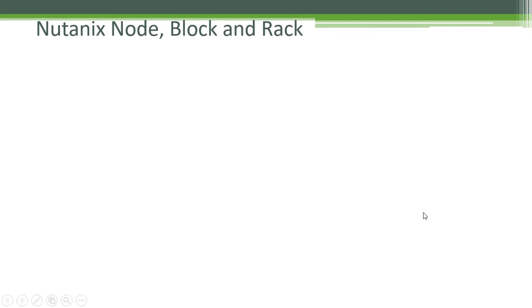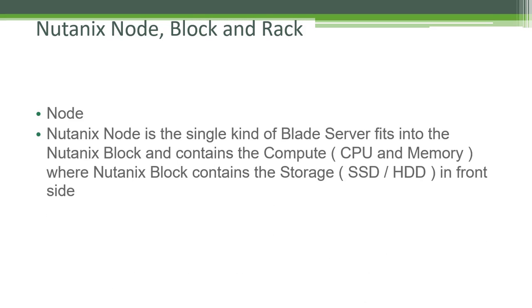So next we have the node. When we talk about the rack, then the block, now we're going to talk about the node. So the Nutanix node is the single blade server fit into the Nutanix block and contains the compute, the CPU and the memory, where the Nutanix block contains the storage, SSD and HDD, in the front side.